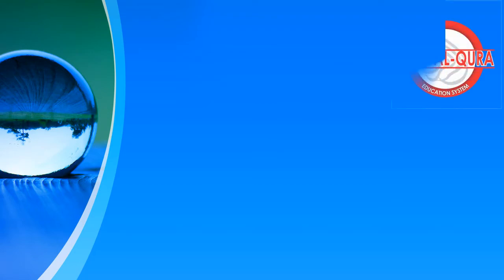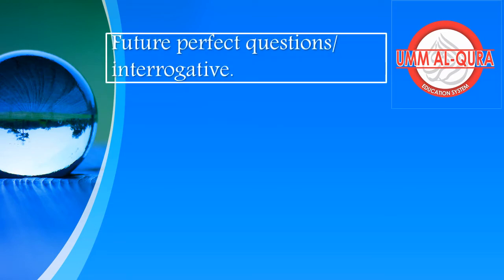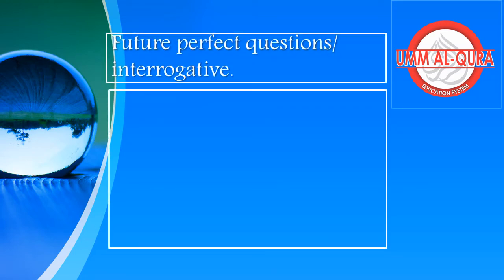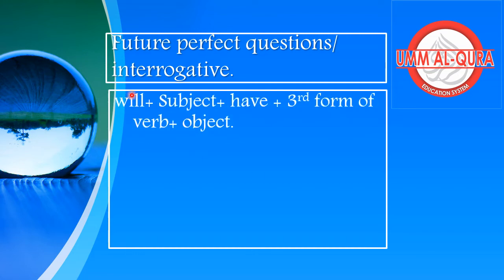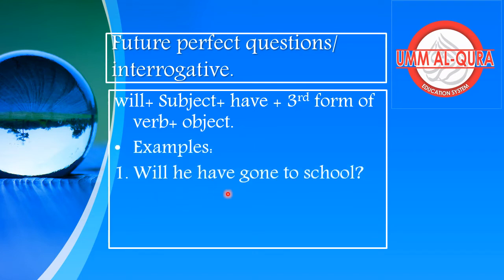Now we will learn how to make interrogative or questions of future perfect tense. So it is very easy. What will come in the start? Yes, we have two helping verbs over here, so the first one will come in the start, which is will. Will plus subject, then we have have plus third form of verb plus object. Example, will he have gone to the school?